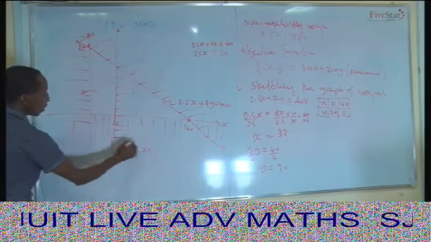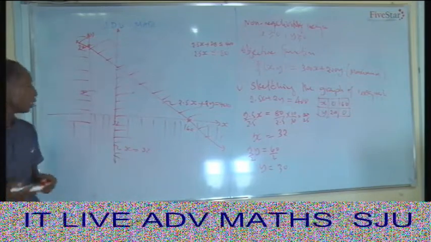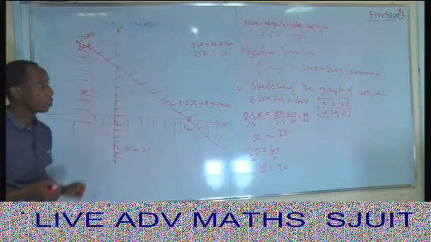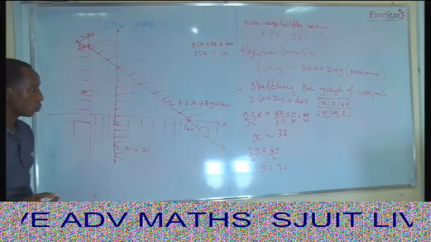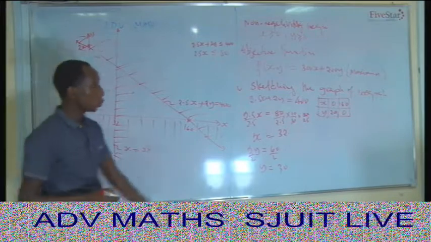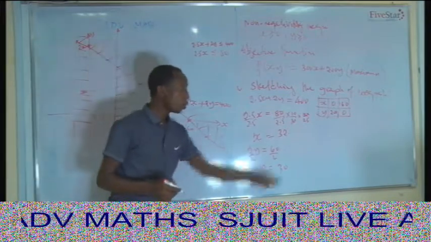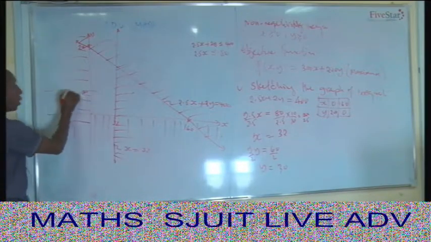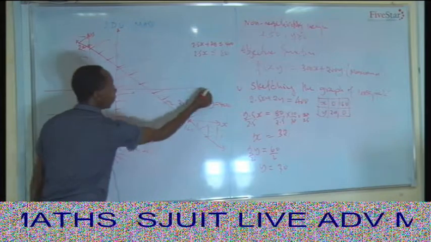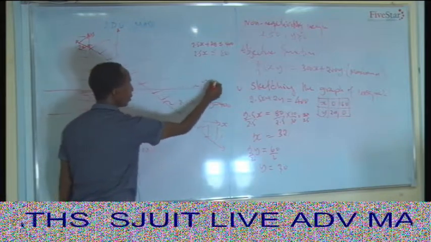Normally, because we are shading the part which does not satisfy the given inequality, I just shaded the right part of the line x equals 32. And the last inequality is the equation y equals 30. So you just draw the line which is passing at y equals 30. Just draw like this. This is our line, y equals 30.